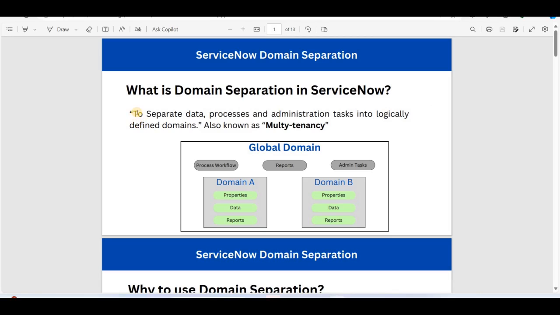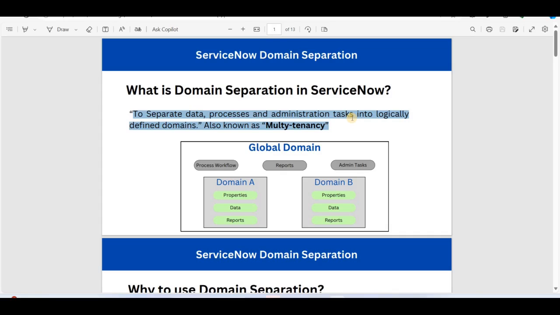So what is domain separation? It is a process to separate data, process and administration tasks into logically defined domains. It is also known as multi-tenancy. So basically we have an organization. That organization has multiple departments, or there may be other categories within that organization. But due to all three factors which I mentioned, mostly the security factor, one domain does not want to share the data from another domain or another department.